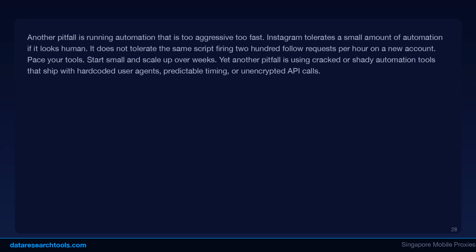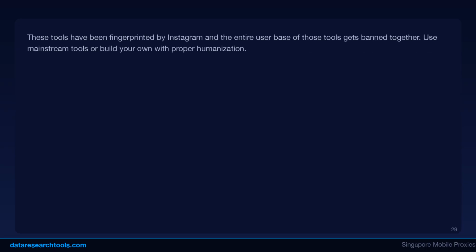The fifth pitfall is using mobile proxies but forgetting about device fingerprinting. The IP is one signal of many. If you log into 10 accounts from the same browser without an anti-detect profile, the device fingerprint links them regardless of the proxy. Use proper isolation tools.